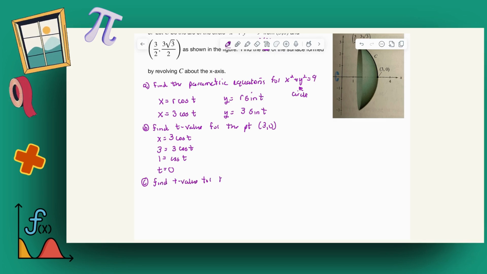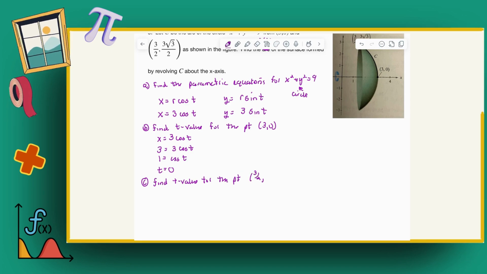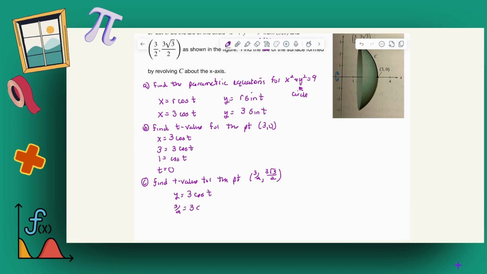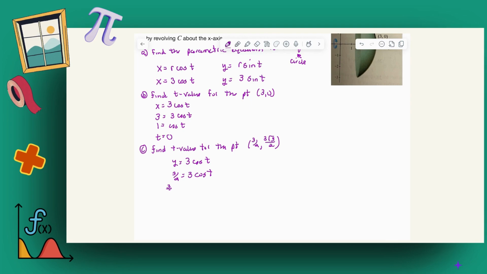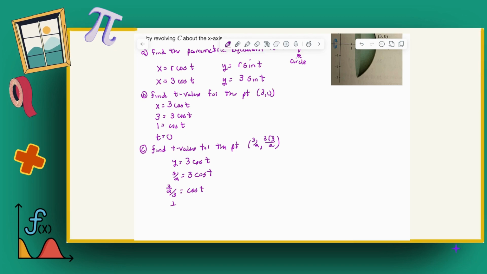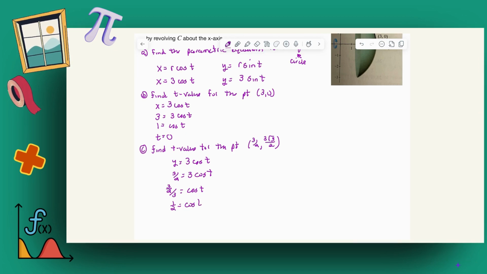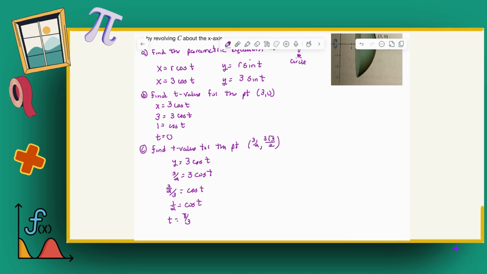Next, I'm going to find the t value for our second point, the (3/2, 3√3/2). Again, I'm going to choose the x variable mainly because 3/2 is much neater than 3√3 over 2. Solving for cosine of t, I get 1/2 is equal to cosine of t, so the angle whose cosine is 1/2 is pi over 3. So I know my integral is going to be from 0 to pi over 3.